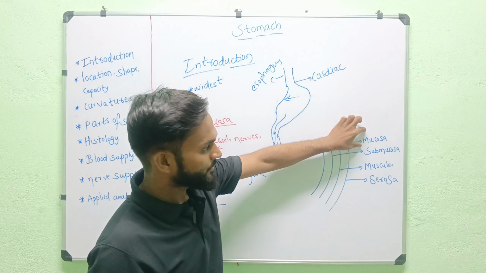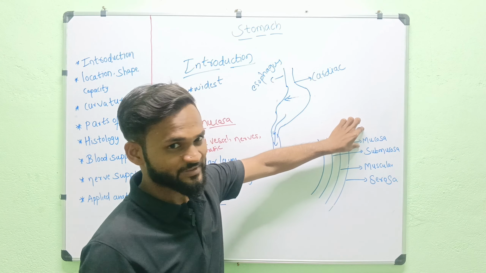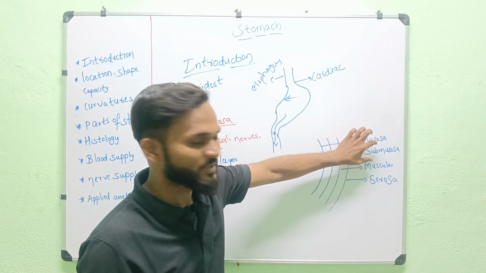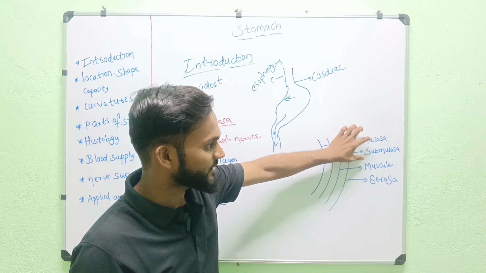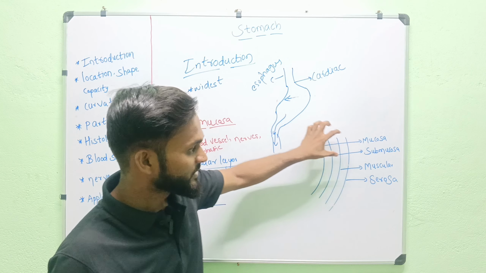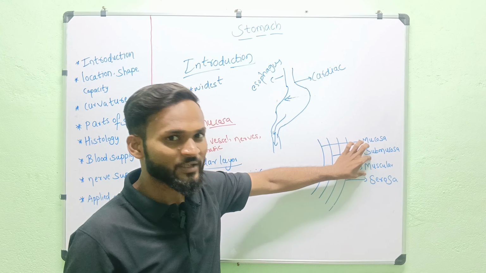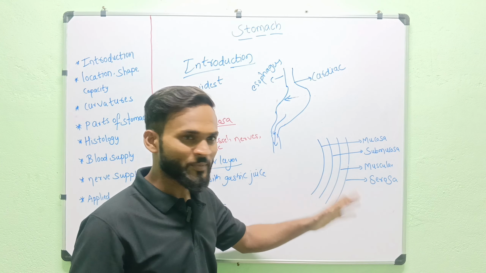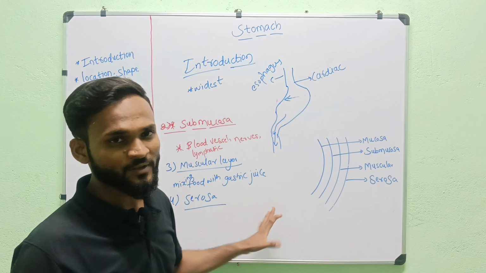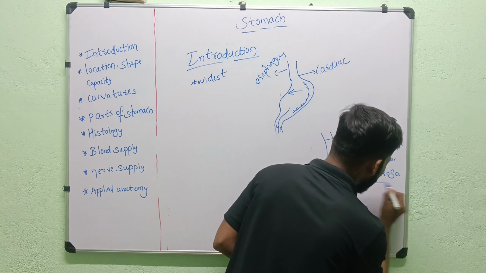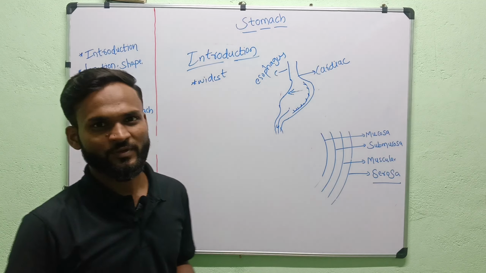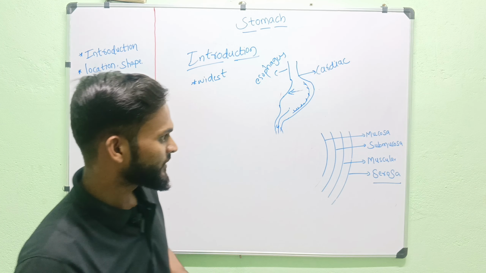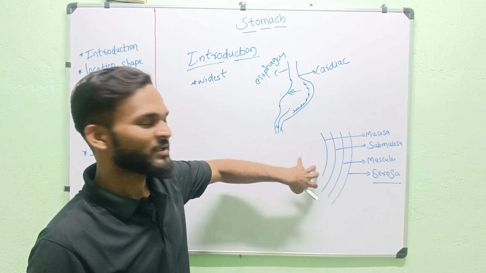The first layer is your mucosa, which has the specialized cells responsible for the formation of gastric juice. Then the submucosa contains the blood vessels, nerves, and lymphatic vessels which are going to nourish your stomach. Then the muscular layer contains the specialized muscles which generate the peristaltic movement, which is helpful for the mixing of chyme. Next is the serosa layer, which protects your stomach from outside structures. It is the outermost layer of your stomach. It is all about the layers and histology of your stomach.